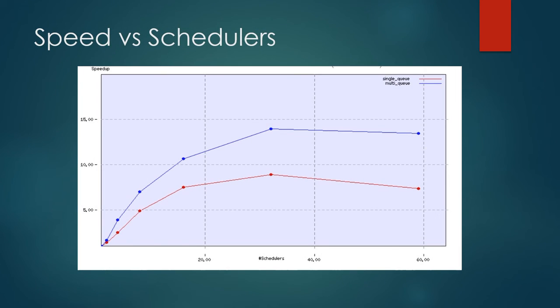In this slide, a speedup versus schedulers graph is shown. On the x-axis, we have the number of schedulers, and on the y-axis, we have speedup. Initially we can see that as the number of schedulers increases, the speedup also increases, but after a certain point the speedup decreases with an increase in the number of schedulers, and this behavior was found for both single queue and multi-queue processors.